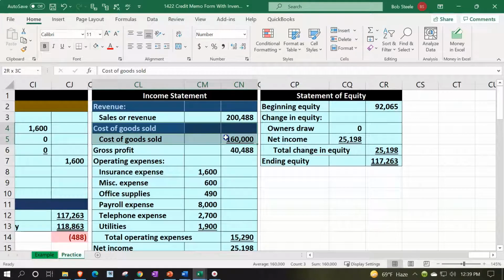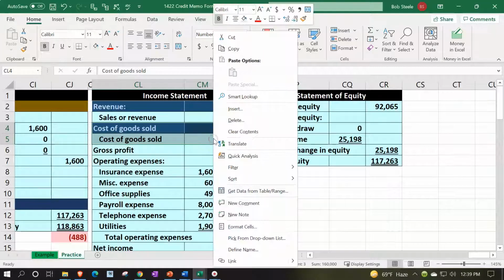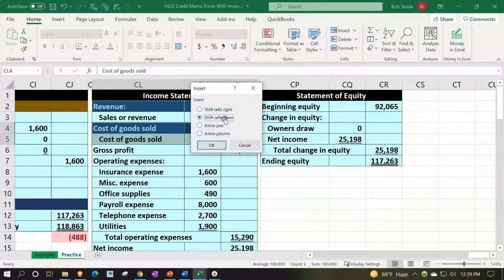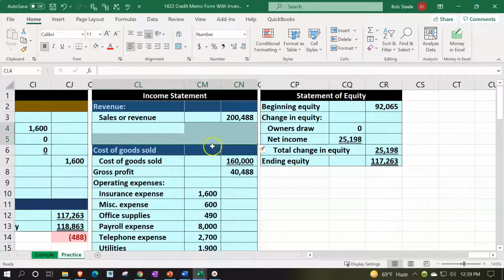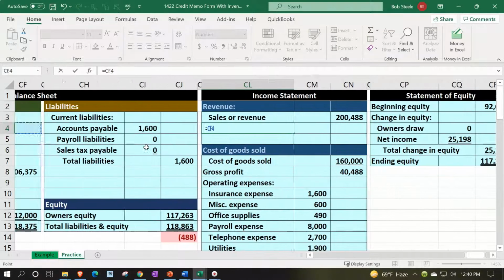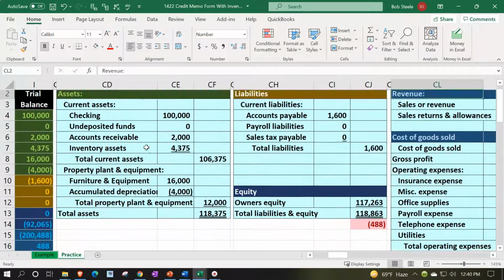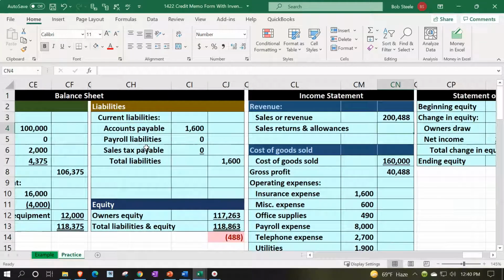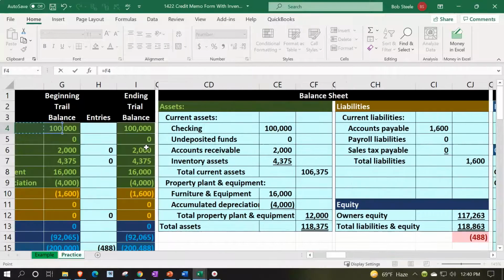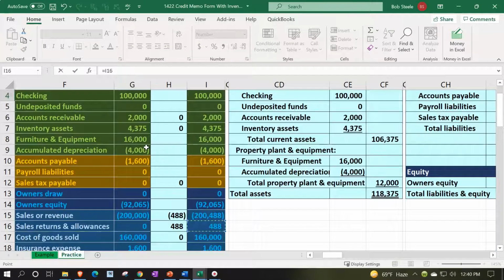I'm going to select 2 sets of rows in there, those cells, and then insert and shift those cells down. This will already be done for you on your worksheet, but just to show you how you could do it, or if you're building this worksheet from scratch, then we're going to have the sales returns and allowances, which are kind of contra sales accounts. And then this is going to be equal to the amount of the sales returns and allowances of the 488.